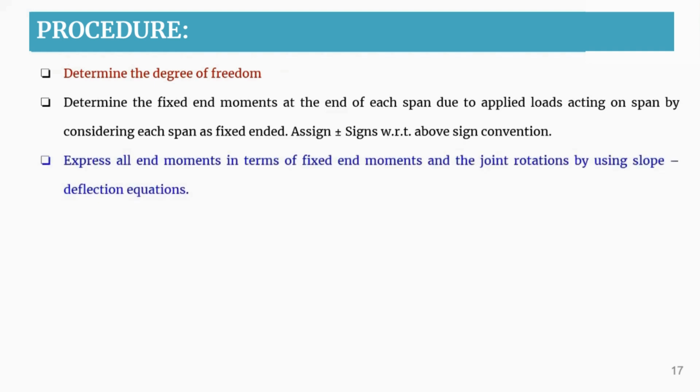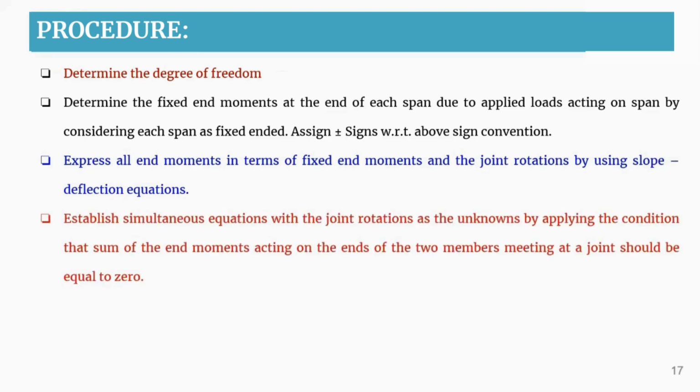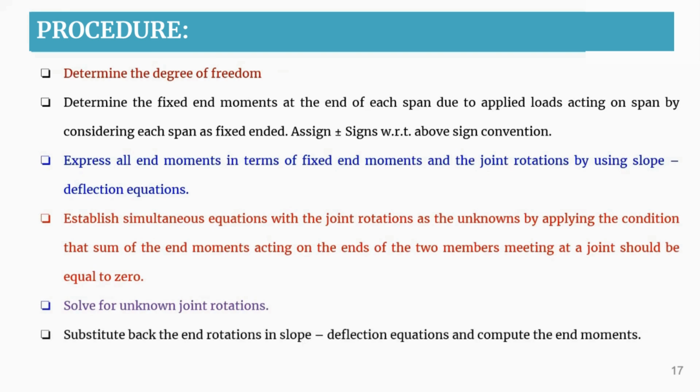Next, coming to the third one, you're going to express all these end moments in terms of the fixed end moments and the joint rotations by using the slope deflection equation. The next step is establishing the simultaneous equations with the joint rotations as the unknowns. You're going to apply the condition that the summation of the moments at the joint should be equal to 0. By using that, you're going to establish the simultaneous equations. Then you're going to solve for the unknown joint rotations. Then you're going to substitute back the end rotations in the slope deflection equation. Then you're going to compute the moments.